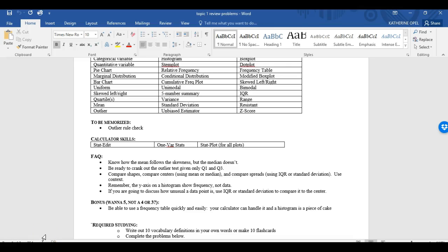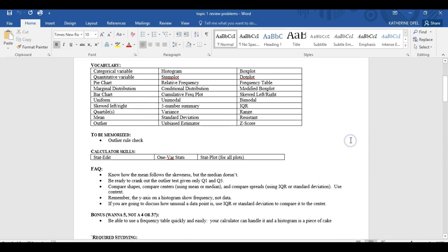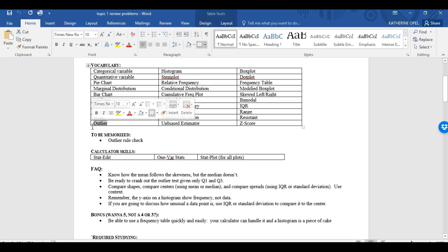Hi everyone. In topic 1, take 1, or part 1, I guess we should say, I discussed a lot of these vocab words. A couple things we didn't discuss in there was just making sure that you know what an outlier is. You need to have the outlier rule memorized. So the outlier rule is, and write this down right now, so get out a piece of paper and a pencil, and write this down if you don't have it down.